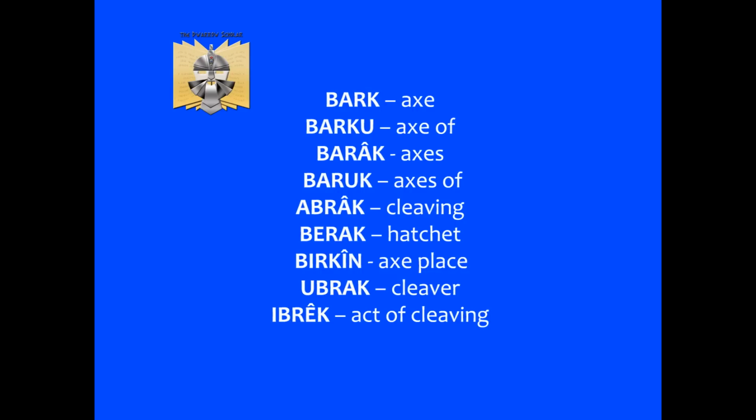Now, if you look at all of these, notice anything particular about these words? Yes, they all contain the consonants B, R, K, and always in that order. So any Khuzdul word that has the consonant combination B, R, K is in some way related to the concept of axe or axes.